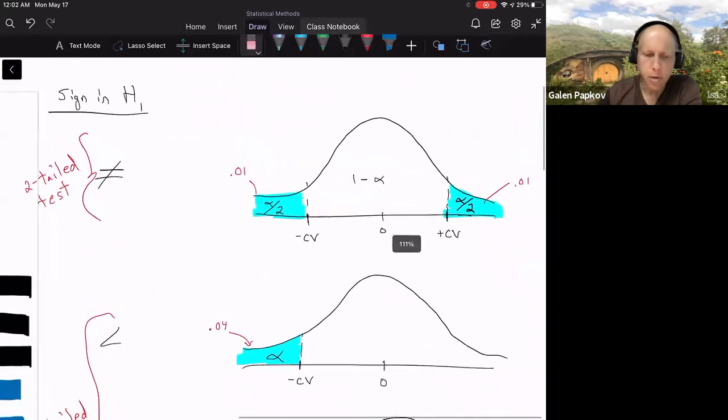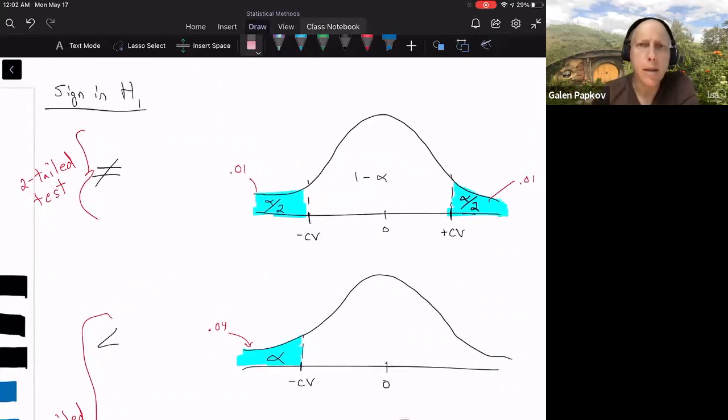Now, determining the critical values first requires that you think about this symbol in your H1, your alternative hypothesis. The H1 symbol is the only one that matters. If you have a two-tailed test, which is a not equal sign in your alternative hypothesis, then finding the critical values is identical to the way that we did it when we were finding critical values for a confidence interval. Notice that I have 1 minus alpha, the confidence level, in the middle, and then I split my alpha in half for both tails. And that's because it's a two-tailed test.